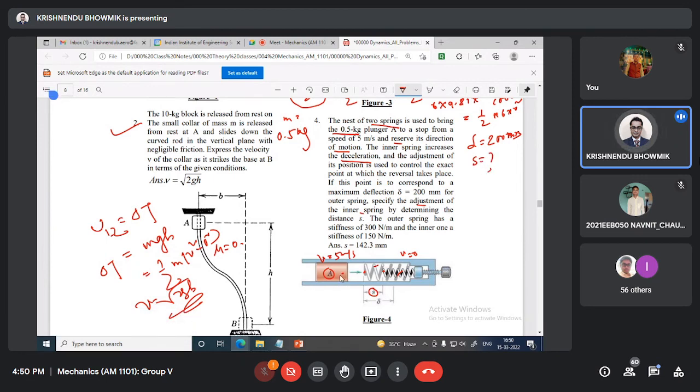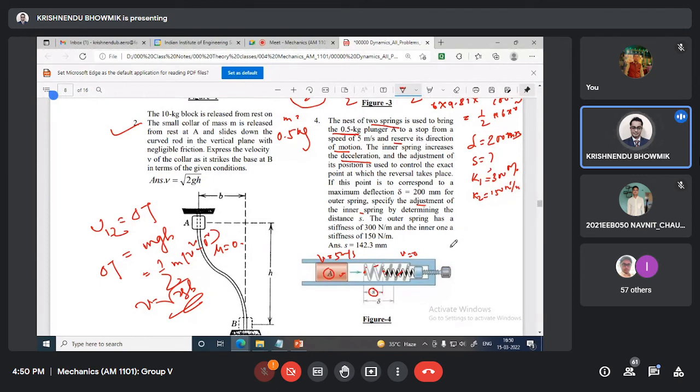So initially this will hit the outer spring, that will move by s, then the inner spring will be in contact. Finally, the maximum displacement of the outer spring will be delta, 200 millimeter, where velocity will be 0. Then you have to calculate the value of s when the outer spring is, say, k1, 300 Newton per meter, and the inner spring is 150 Newton per meter.